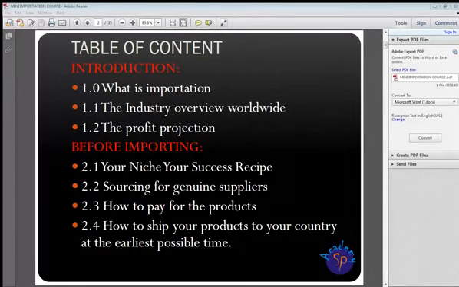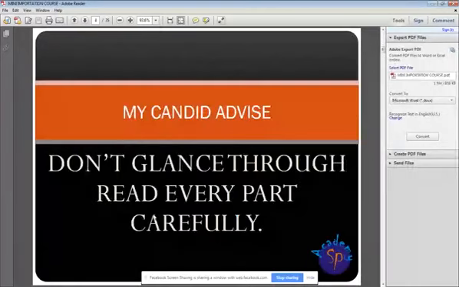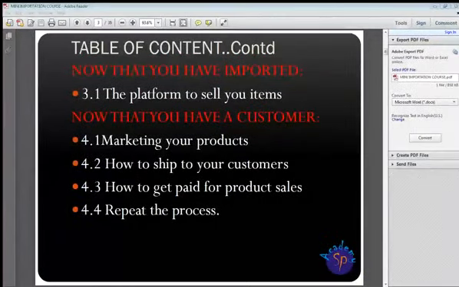So let's get started. Let's go further to see other parts of the table of contents. Now that you have imported, we have the platform to sell your items, now that you have a customer, marketing your product, how to ship to your customers, how to get paid for your sales, and repeat the process. These are the things we'll be covering in this training this morning.